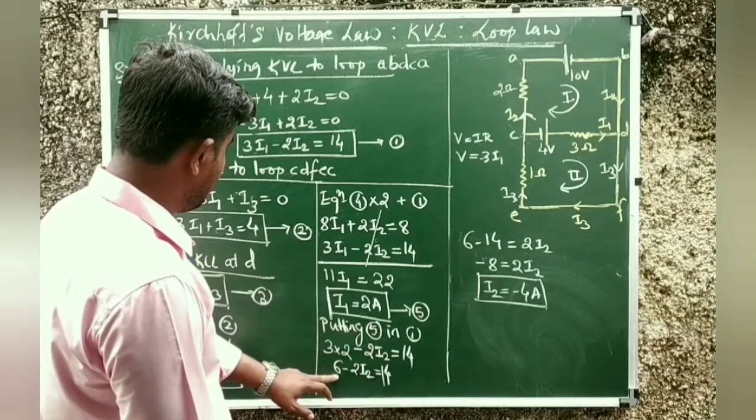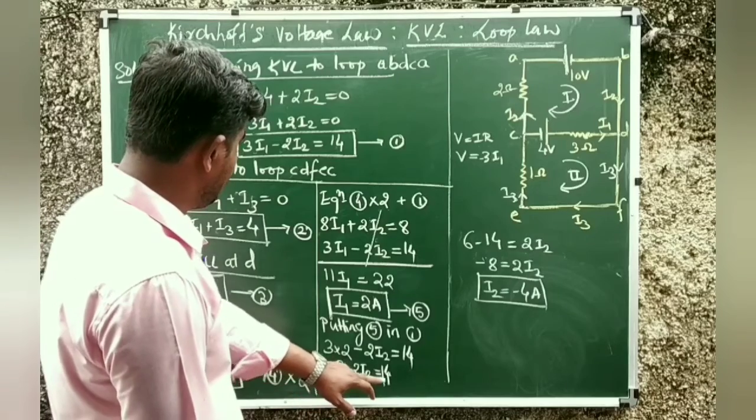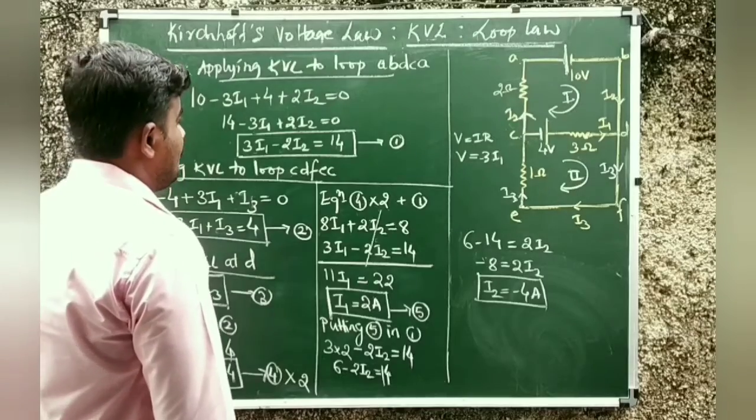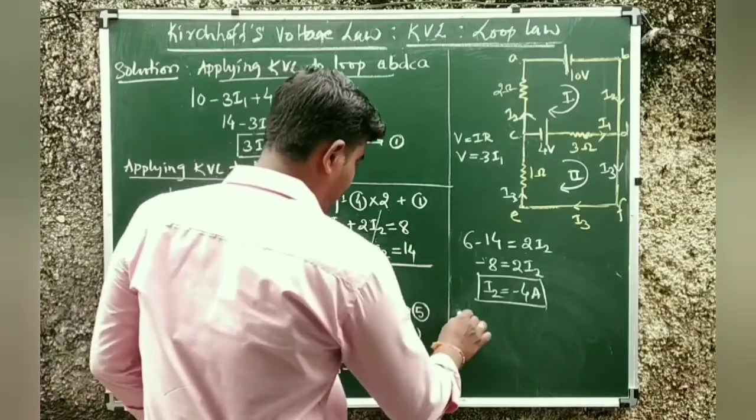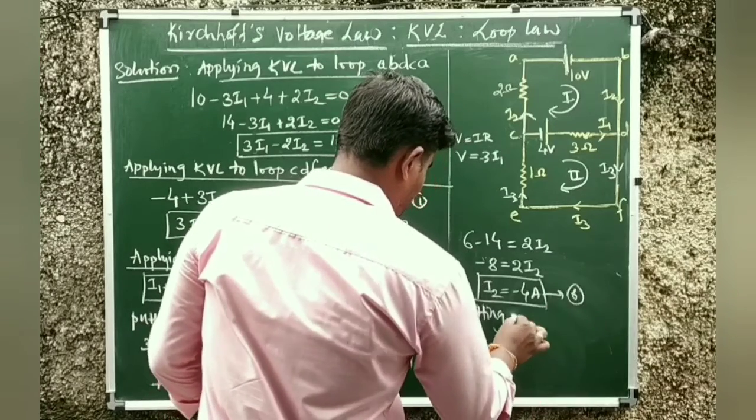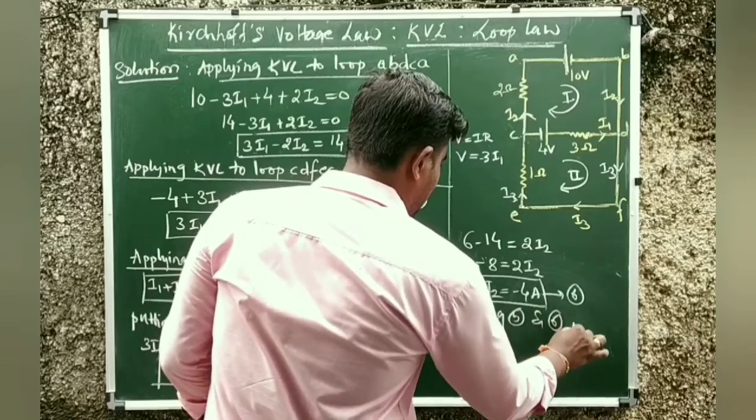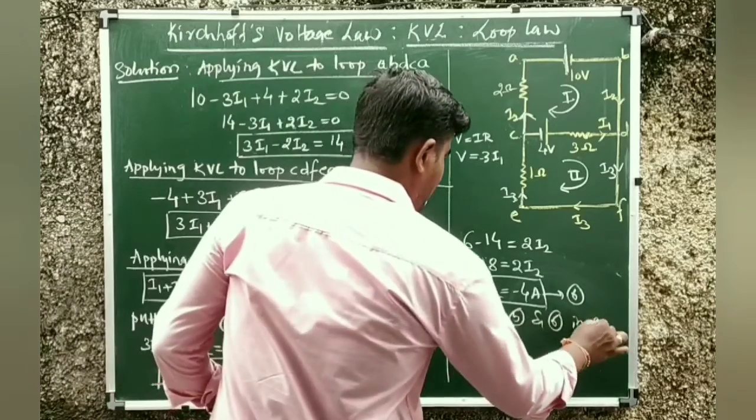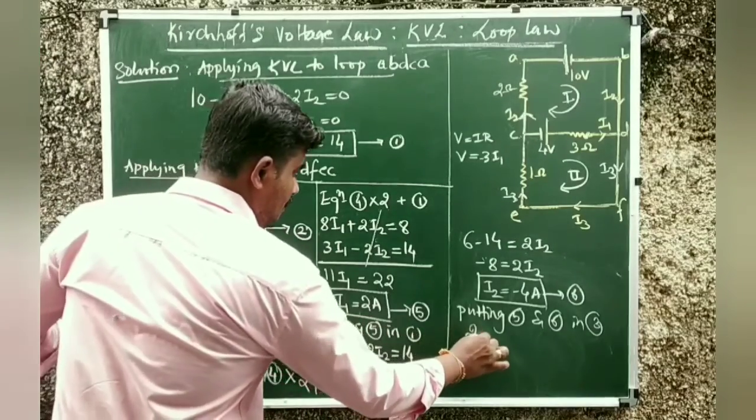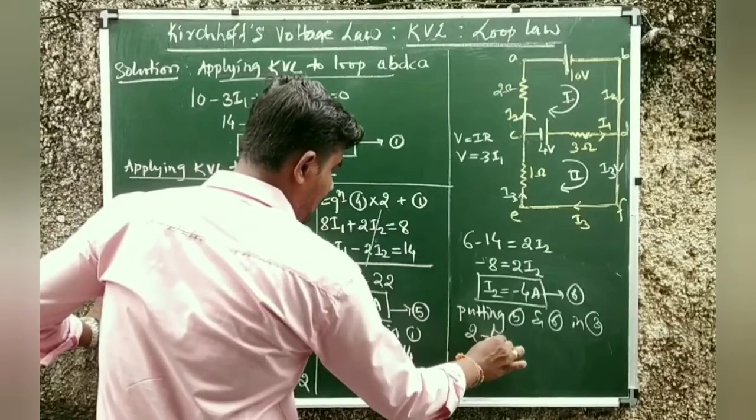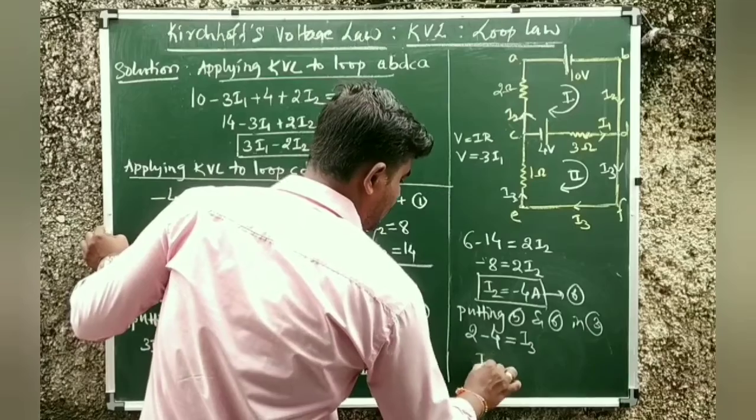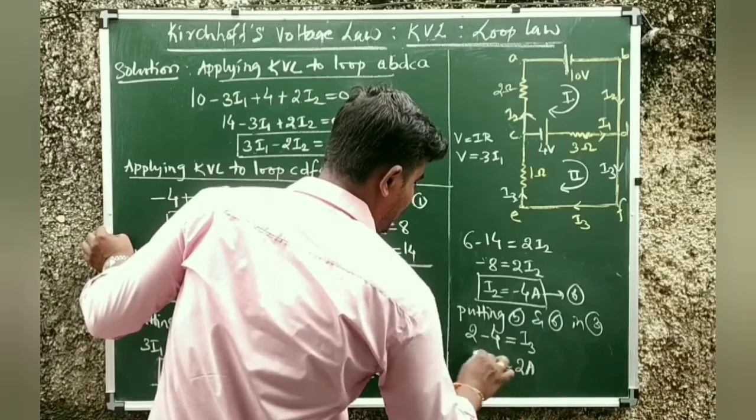Let us call it as 6. Putting 5 and 6 in 3. See here, I1 is how much? I1 is 2 ampere. And I2 is how much? It is minus 4 ampere. I3 is how much? It is unknown. Therefore, I3 is equal to minus 2 ampere.